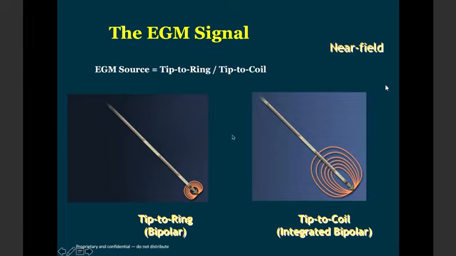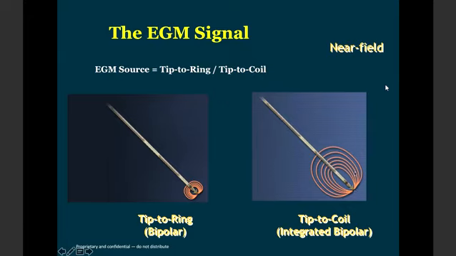A few words about near field and far field. If you look at this, this is the tip electrode, this is the ring electrode. So if anything is detected here, if any signal is picked up by this bipole, you call it a near field electrogram. Tip to ring, or in some Medtronic devices, it can be tip to coil as well.